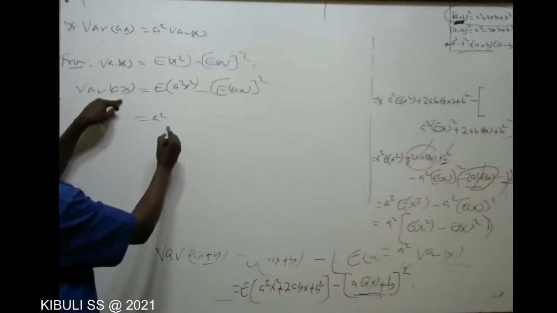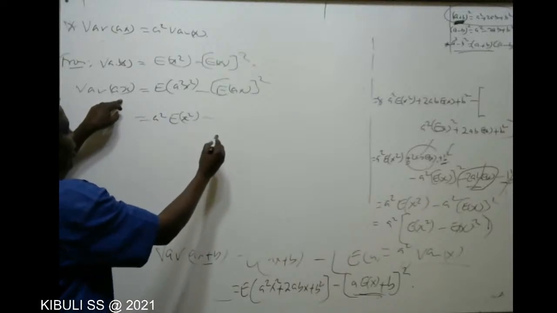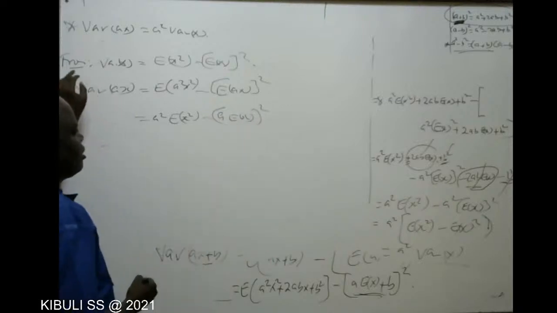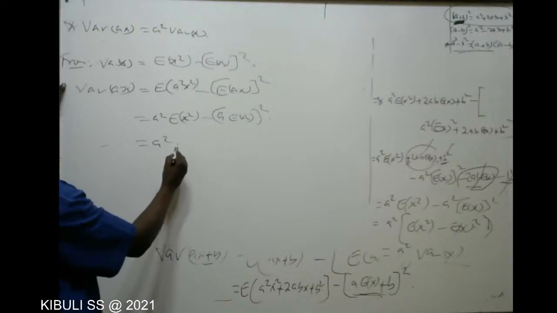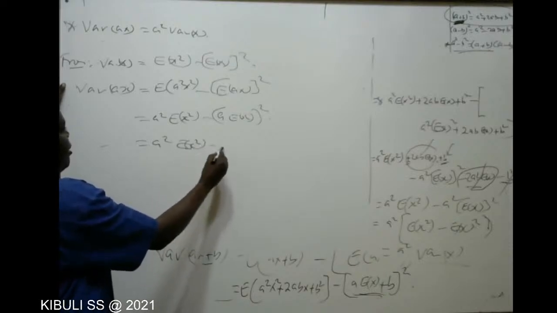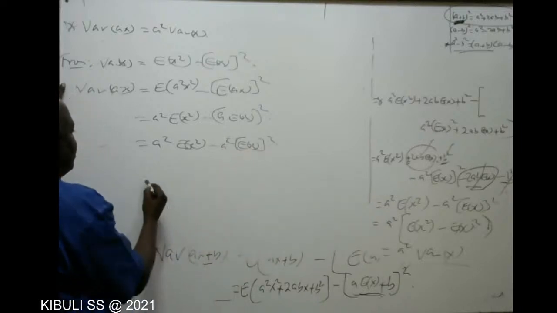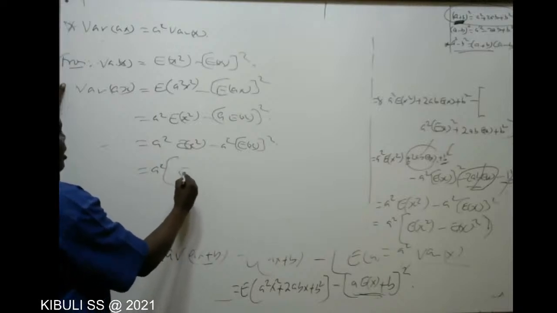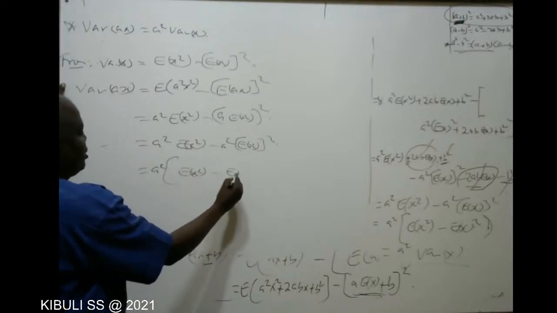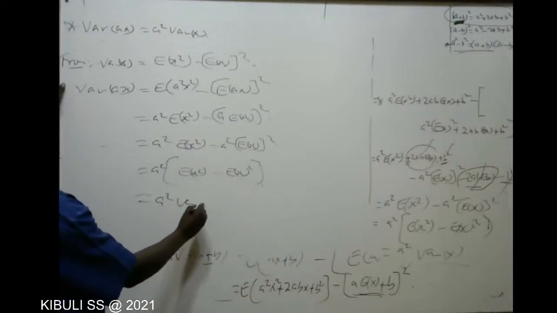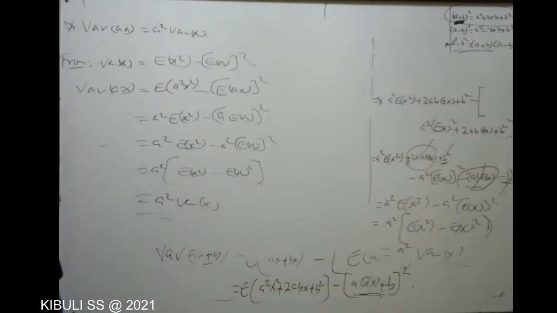And this will be equal to, pulling out this constant, a squared, expectation of x squared, minus a, expectation of x, this is going to be squared. And this will be equal to a squared, expectation of x squared, minus a squared, expectation of x, squared. And this will be equal to a squared, pull out that, expectation of x squared minus expectation of x, squared. And this is the same as a squared variance of x. If you have understood the other principles, we can now use those other principles.